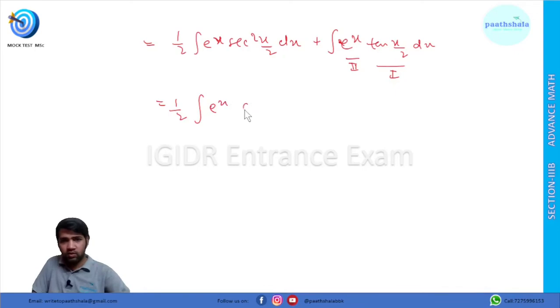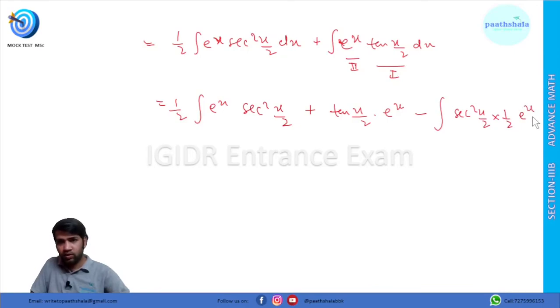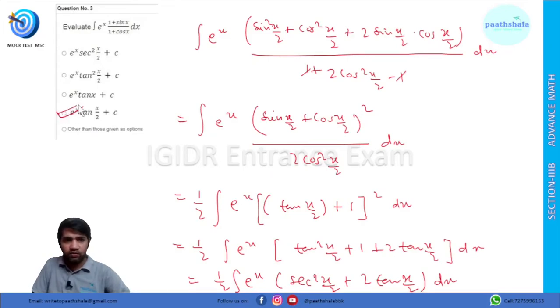So this is integral e to the power x sec square x by 2 and this will become 1 plus, this will be plus tan x by 2 into integration of e to the power x, which is e to the power x, minus differentiation of tan x by 2. So this is sec square x by 2 and differentiation of x by 2 is half and integration of e to the power x is e to the power x dx plus c. Now this term and this term are equal, so it will get cancelled out. So final answer will be e to the power x tan x by 2 plus c. So if I go by choices, option 4 is the right option.